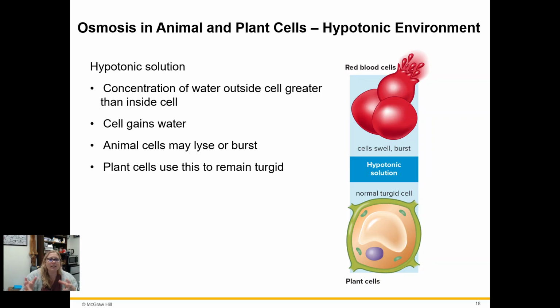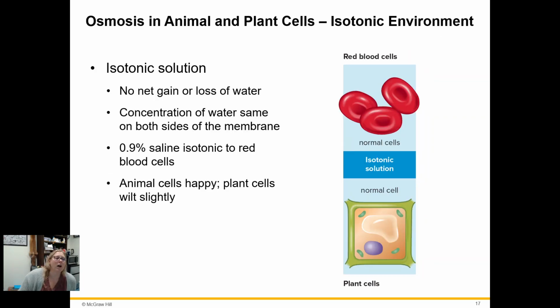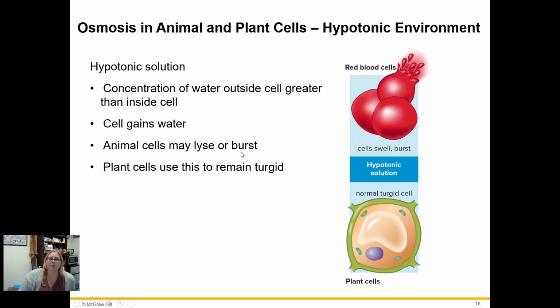Now, I'm not saying this is going to happen, but we could have a mistake where, if we talk about isotonic, the saline solution that you might get at the doctor's is 0.9%. If a doctor were to give someone a 0.09% saline solution, that could be hypotonic to those cells, okay?